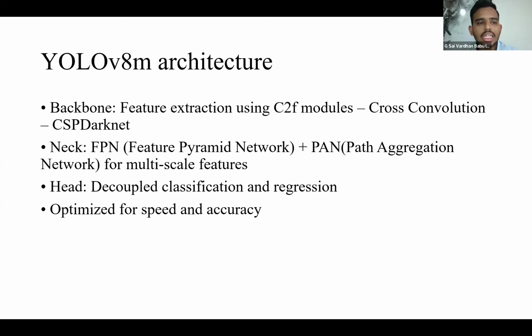Coming to the YOLO V8M architecture, it consists of three different parts, that is backbone, neck, and head. It consists of around 255 layers in total, which includes cross-convolution layers, CNNs, and SPFF layers. The backbone consists of CSP Darknet, which is used for feature extraction, and the neck is used for feature aggregation, and the head is for prediction and bounding box localization.